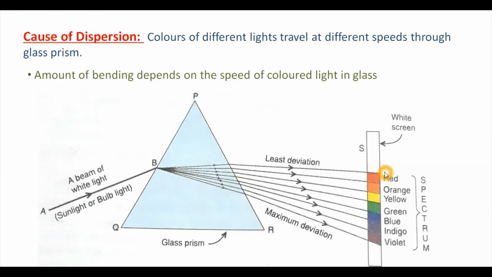On the other hand, violet color has the minimum speed in the glass prism, and because of this minimum speed, violet color is deviated the most. Due to this, violet color appears at the bottom of the spectrum. So it is all because of the variation in their speeds, because these 7 colors differ in their frequencies and speeds, and that is why their amount of bending varies. That is why the different colors of light, because of their different speeds, cause dispersion.